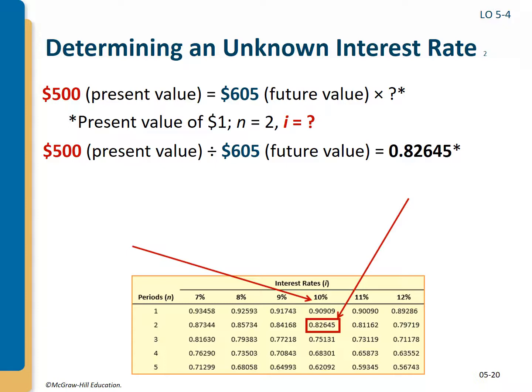But that's not your interest rate. That's the factor you have to look for on the present value table, 0.82645. Oh, okay. And how do you find that? Well, we know how many periods there are. So we'll go to the second row and we'll just go across until we find a number close to our result. And that's in the 10% column. So the interest rate is 10%.